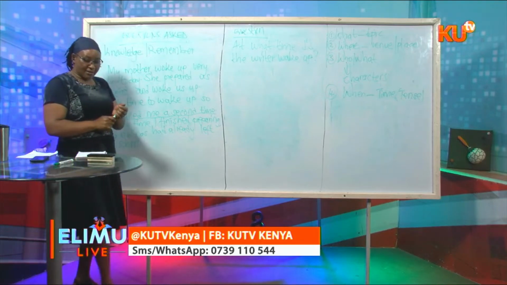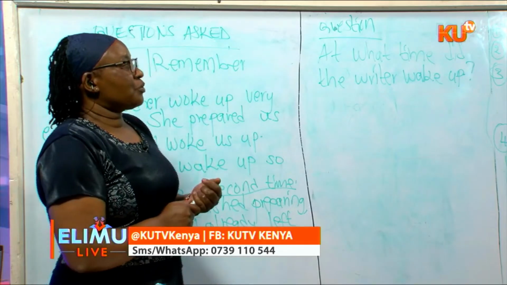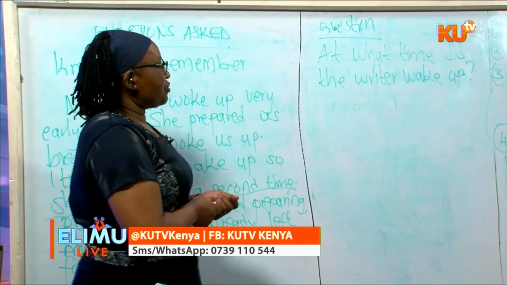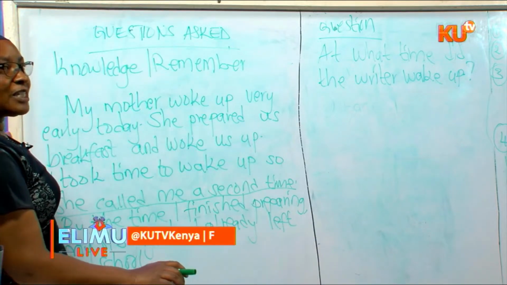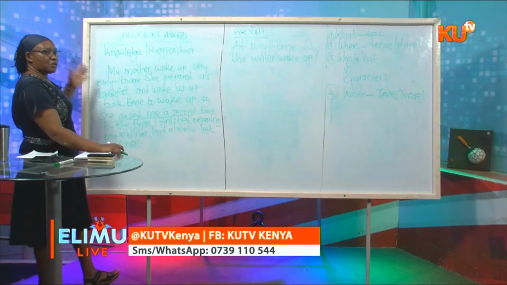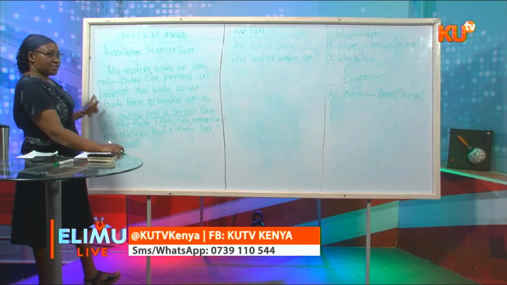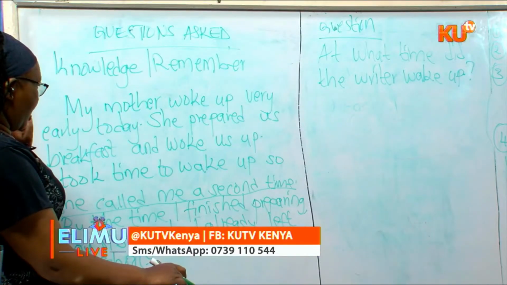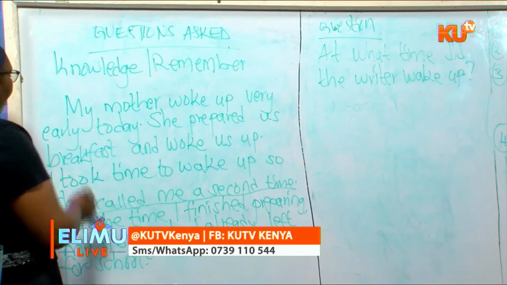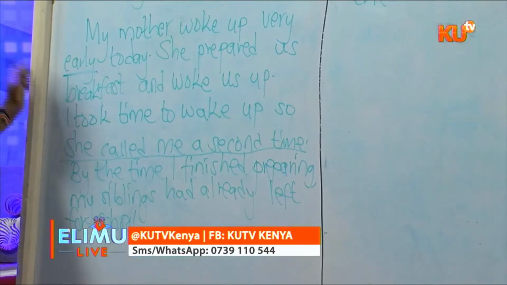Now, when you are answering questions without multiple choices, because this is what you should be doing at home, you should, first of all, answer your questions in complete sentences. You find that there are no choices for this question, so you have to read again, as I have said, so that you understand. So you read again from here. My mother woke up very early today. So you find that she woke up early, but you are not given the specific time.